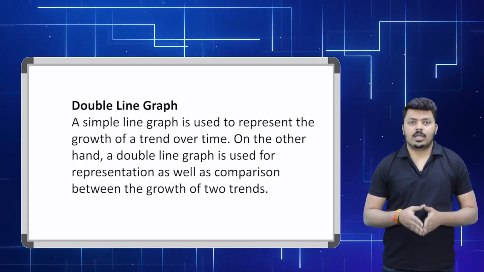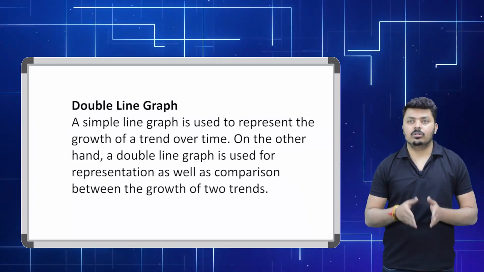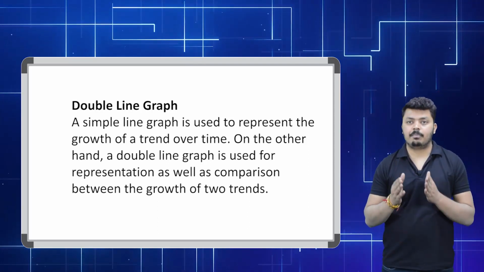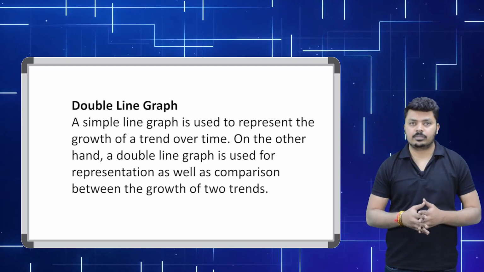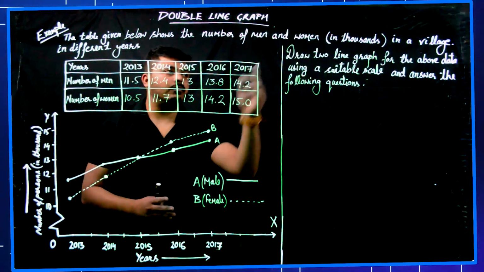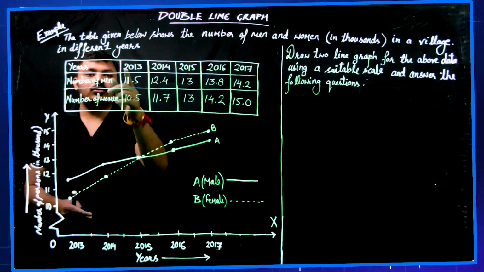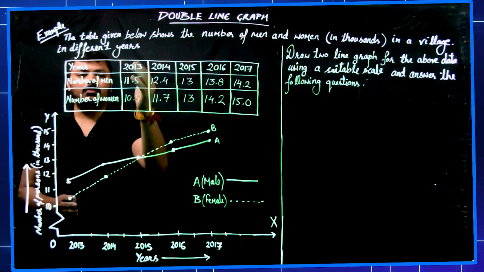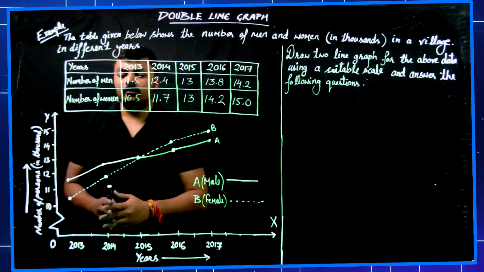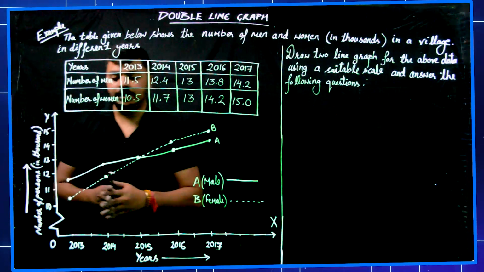Double line graph. A simple line graph is used to represent the growth of a trend over time. On the other hand, a double line graph is used for representation as well as comparison between the growth of two trends. Example: the table given below shows the number of men and women, in thousands, in a village in different years. So now we have to draw a double line graph for the given data.